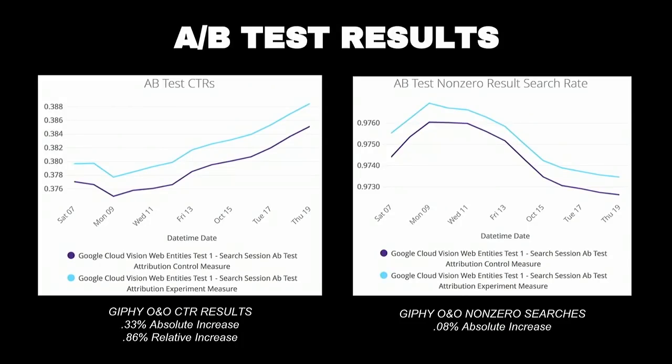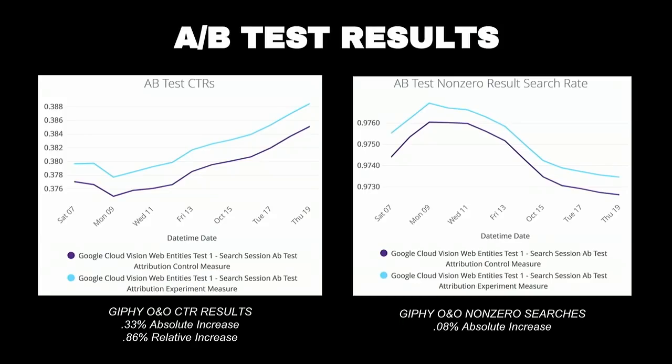So let me show you some of the results we got for this. These are A/B test results. On the left-hand side, you can see improvements in CTR for our search results pages across our owned and operated. The bottom line, the dark blue line, is the control group, and the top line, the light blue, is our experiment group. In the experiment group, we added Google Web Entities into our search algorithm as a signal.